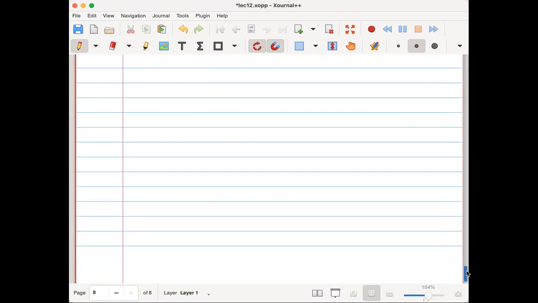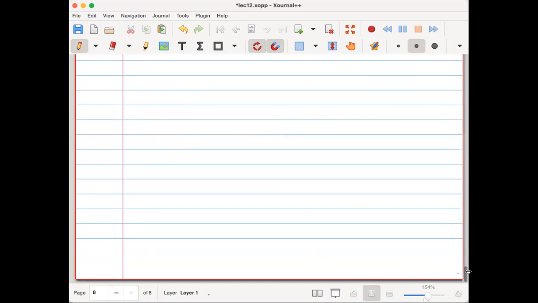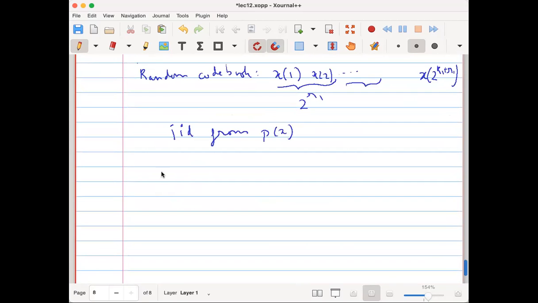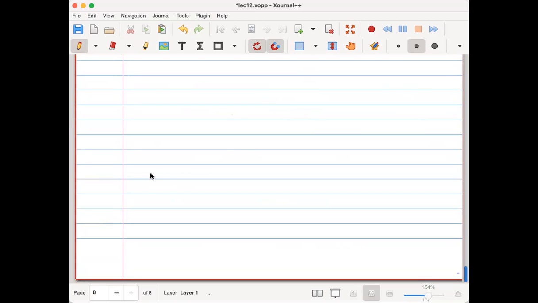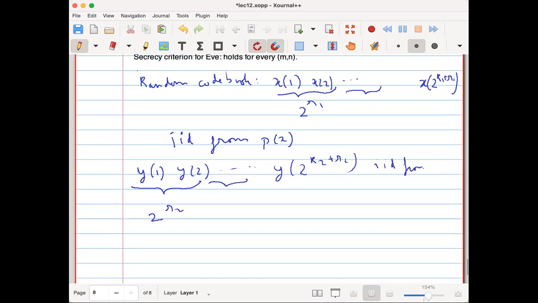Bob does the same thing. Okay. Why is this pointer coming? Okay. So Bob does Y1, Y2. And this is now broken up into blocks of size 2 to the R2. Like this. So this is IID from P1.